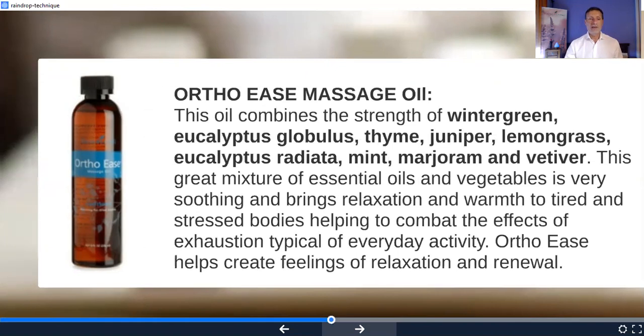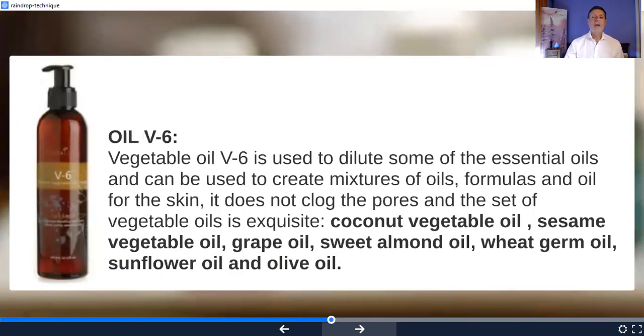It's in the kit. And V6, okay, we use it to dilute some of the essential oils when people feel discomfort on the skin, okay? It's very important. It's made of coconut, vegetable oil, sesame oil, grape oil, sweet almond oil, wheat germ oil, sunflower, and olive oil. So it's an amazing vegetable oil that you can use to dilute or to do a simple massage also, okay?